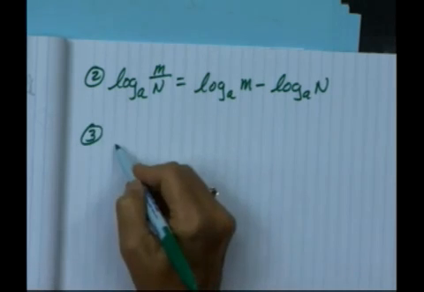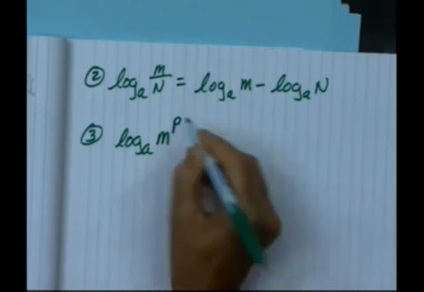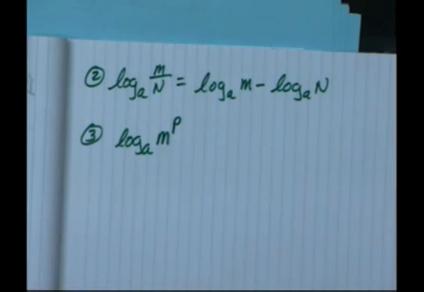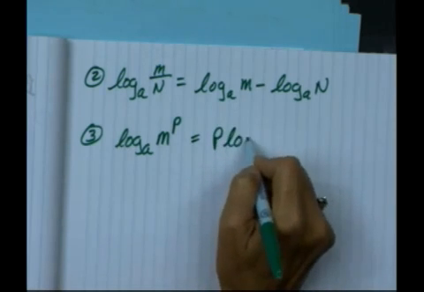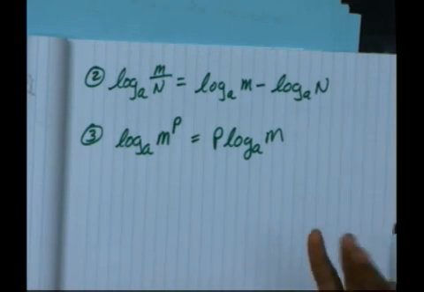The third one is log to the base a of m raised to the p. Basically, you're looking at a base with an exponent raised to a power. What do you do when you have the power of a power rule with exponents? What do you do with those exponents? A cubed raised to the fourth. What do you do with that 3 and 4? Multiply. So this ends up being p multiplied times the log to the base a of m. That comes from the power of a power rule with exponents.